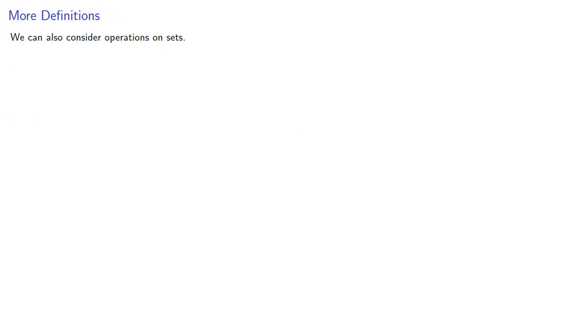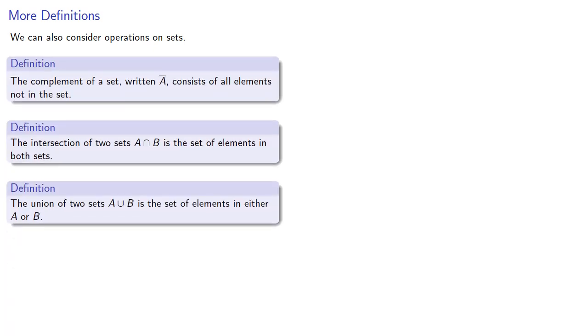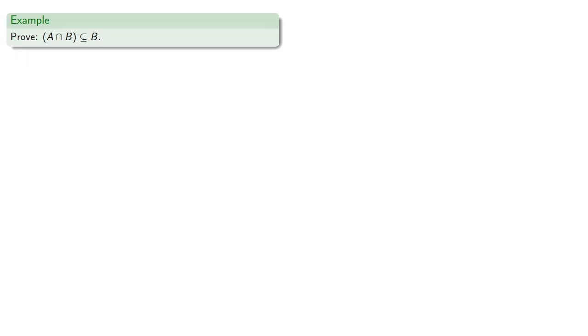We can also consider operations on sets. So given a set or two sets, we could talk about the complement, the intersection, and the union. So let's prove, for example, A intersect B is a subset of B. So it's not clear because this isn't written as a conditional what we can start with, but we do know we want to end with the conclusion that A intersect B is a subset of B.